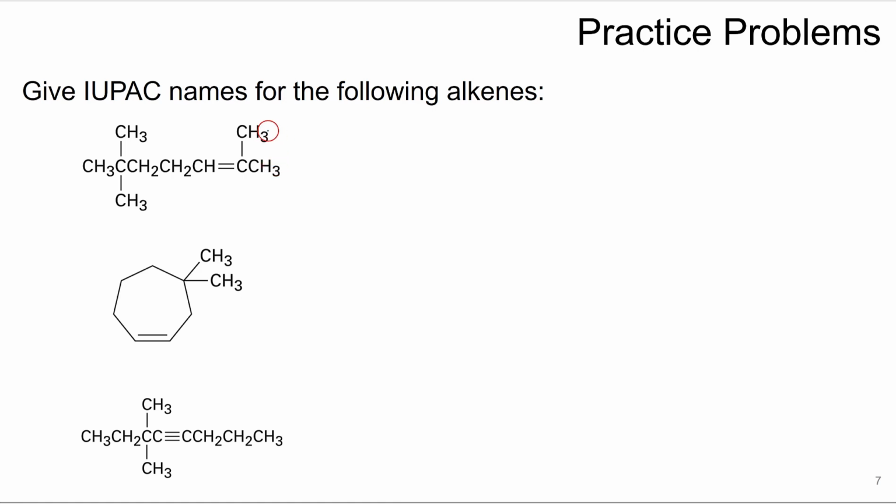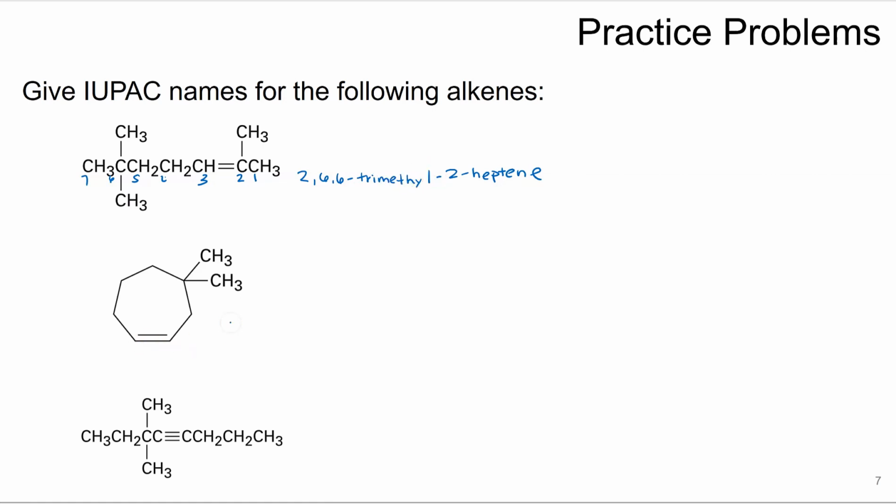The first one, we're going to try numbering. I can already see that this alkene is going to get the lowest numbering if we're starting from this end. So I'm going to start with 1, 2, 3. So this is going to be a 2-heptene. I have 3 methyl groups at 2, 6, 6. So that will be trimethyl.